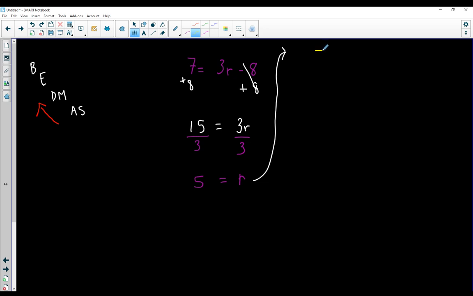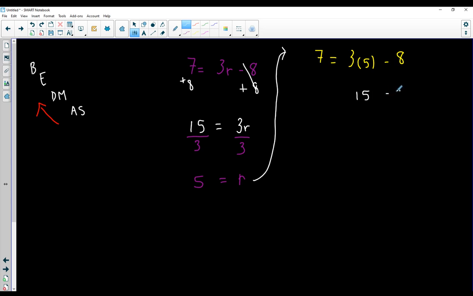So now I'm just going to replace and rewrite my equation with the found value of r. So 7 equals 3, we'll replace that value of r with 5, subtract 8, and we're doing this just to check our answer. Okay, so let's take a look. 3 multiplied by 5 is 15.